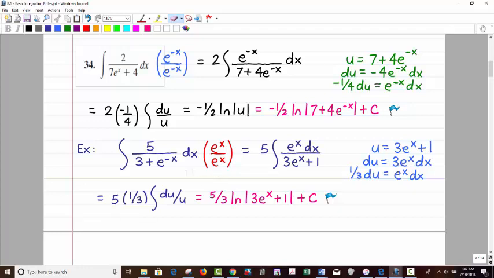So the e to the x times e to the negative x will just turn into 1, and now the 5, which I pulled out, but that's fine if you don't. Either way, you get an e to the x on top, and then an e to the x goes with that 3, and then a 1 here. Once you have this form, it's pretty straightforward. Just let u equal 3e to the x plus 1. Then the derivative will be 3e to the x dx. So 1/3 du equals e to the x dx.